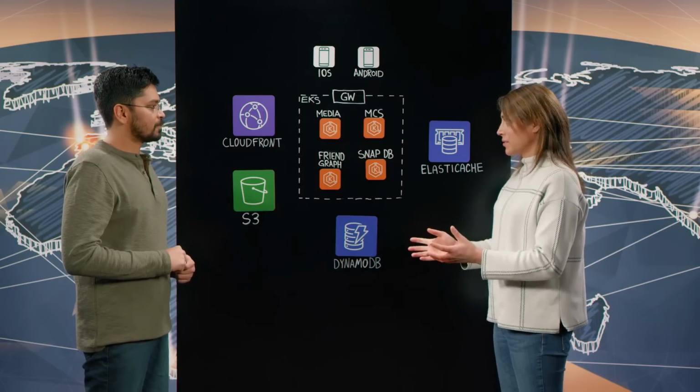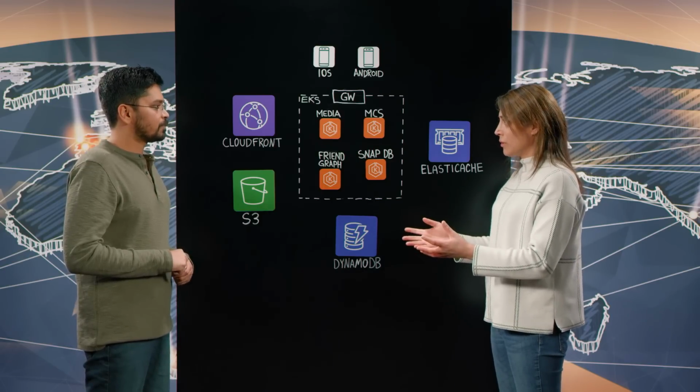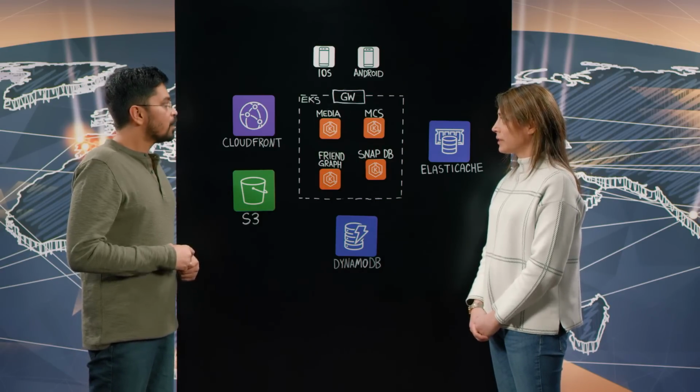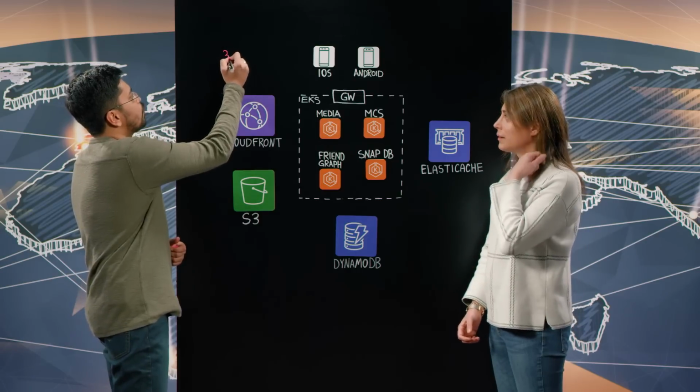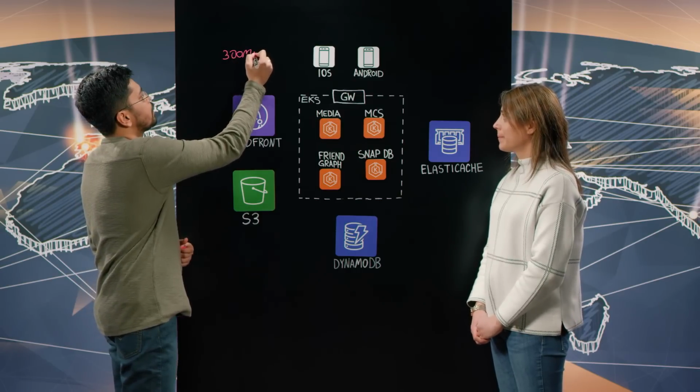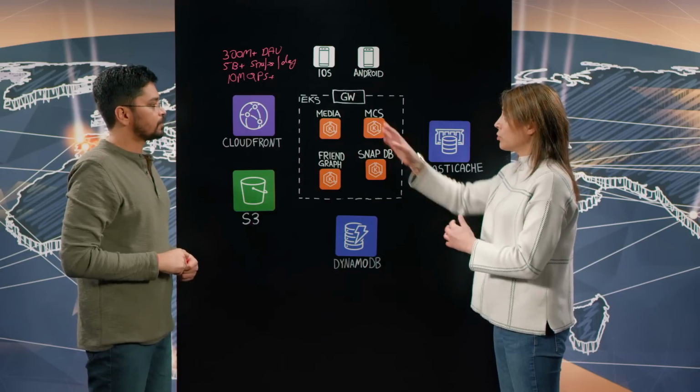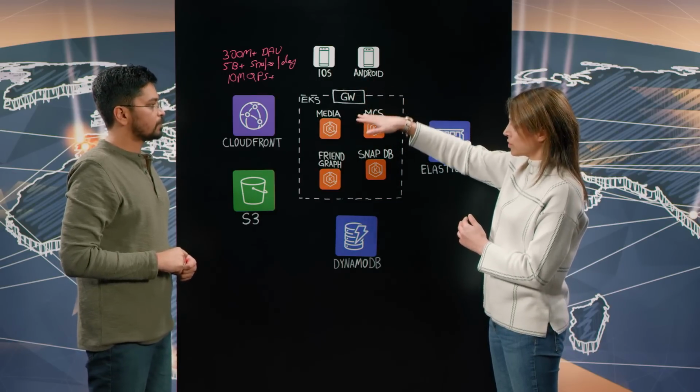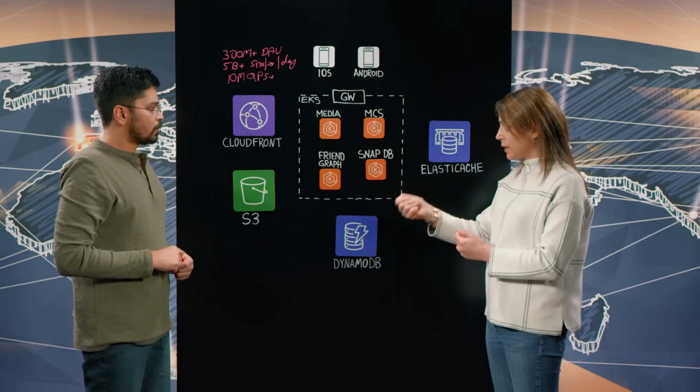This must be massive scale. How many users do you have and how many snaps do you deal with on a daily basis? We have over 300 million daily active users on the platform. Let's look at the life cycle. I'm a user using iOS or Android. What's the first thing that happens when I send a snap?